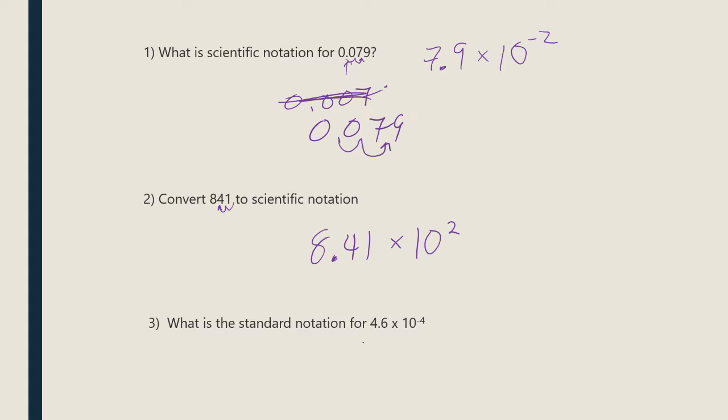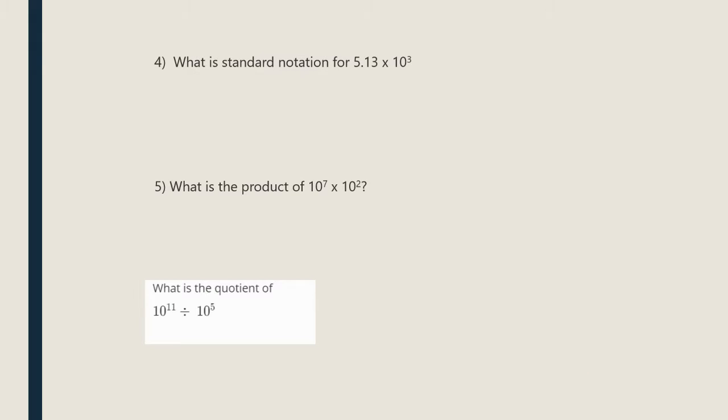Standard notation for this, 4.6. We're doing four jumps, and we're trying to make it less than 1, so we're going to go this way, and it's four jumps. We put some zeros in there, so we have as an answer 0.03046. Okay, standard notation for this number, 5.13. We're doing jumps to make it a larger number because that's a positive exponent. So 5130.